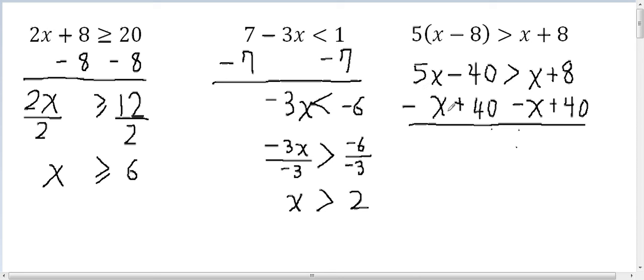5x minus x is 4x. Minus 40 plus 40 is 0, and 4x plus 0 is just 4x. X minus x is 0, and 8 plus 40 is 48. So we just get 48 on the right hand side.